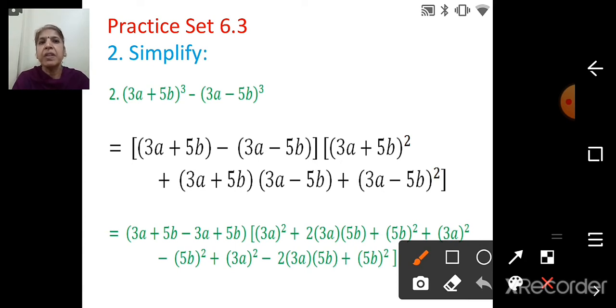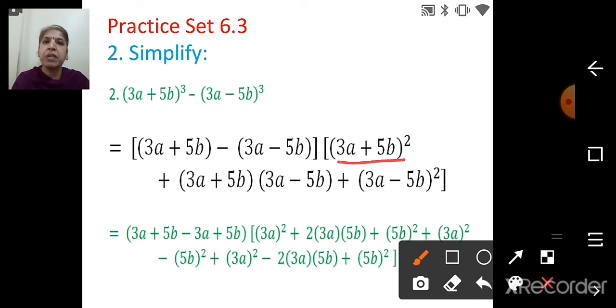Now what we have done, we have substituted the values. Now we will simplify. So 3a plus 5b, and as it is minus sign here and we are opening the bracket, so sign of the terms which are in the bracket will get changed. So 3a plus 5b minus 3a plus 5b. So this is our first bracket. And then here we are going to simplify 3a plus 5b the whole square.